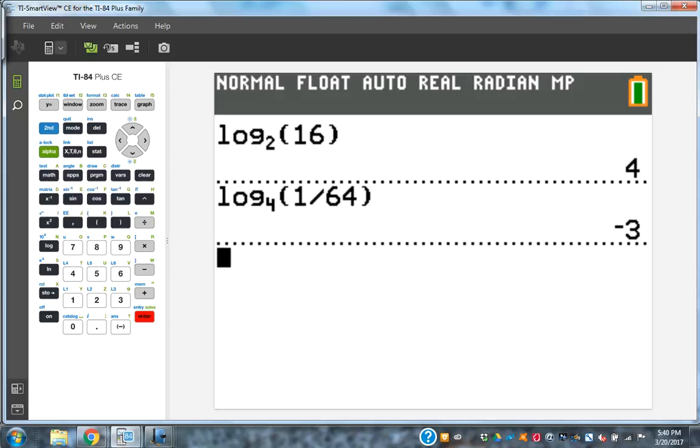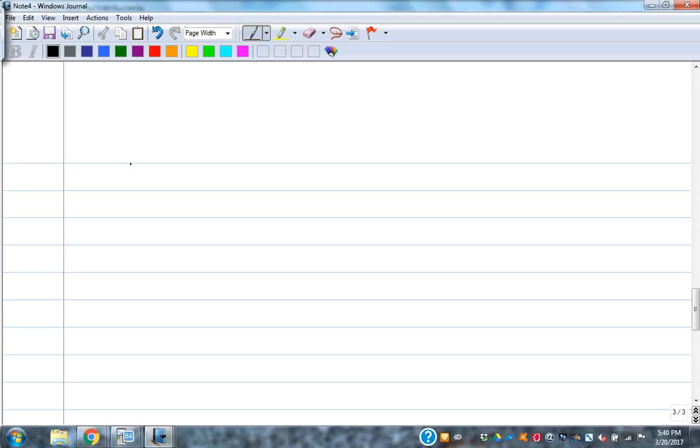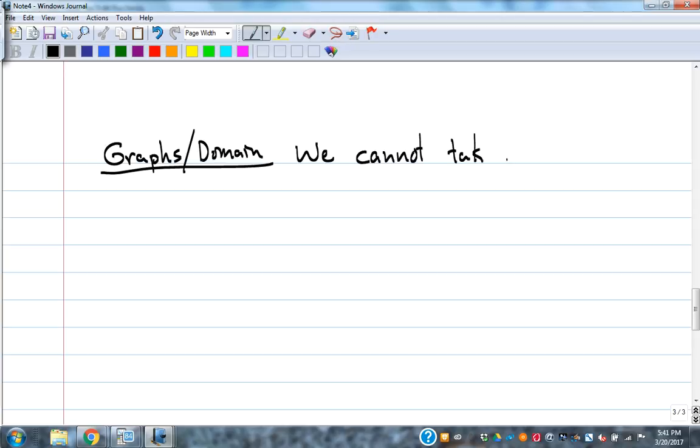Let's look at the next thing in logarithms, and that's the graphs and domain. You cannot take a log of a negative number. That's important to know.